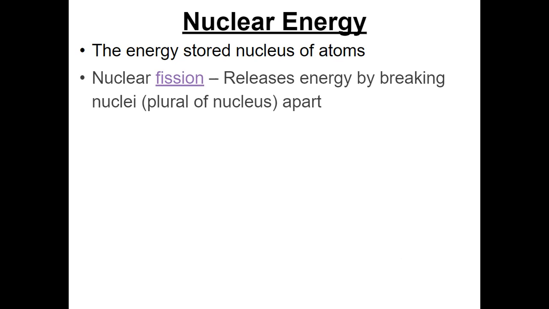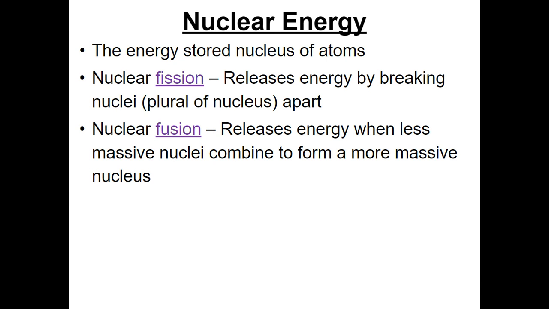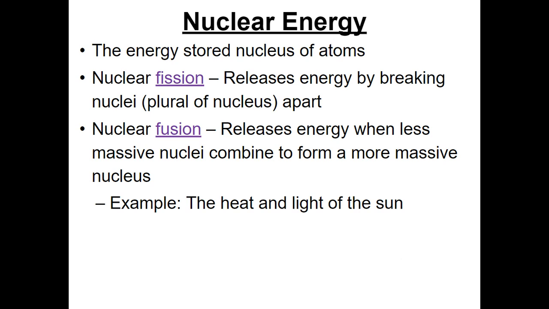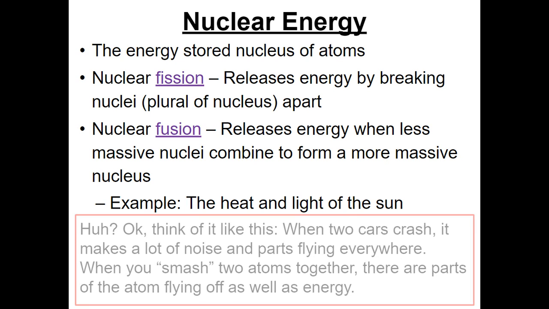Next, we have nuclear energy. This is the energy stored in the nucleus of an atom. We have nuclear fission, which releases energy by breaking nuclei apart. Nuclei is the plural of nucleus. So nuclear fission breaks these nuclei apart. Nuclear fusion releases energy when less massive nuclei combine to form a more massive nucleus. So an example is the heat and the light of the sun.